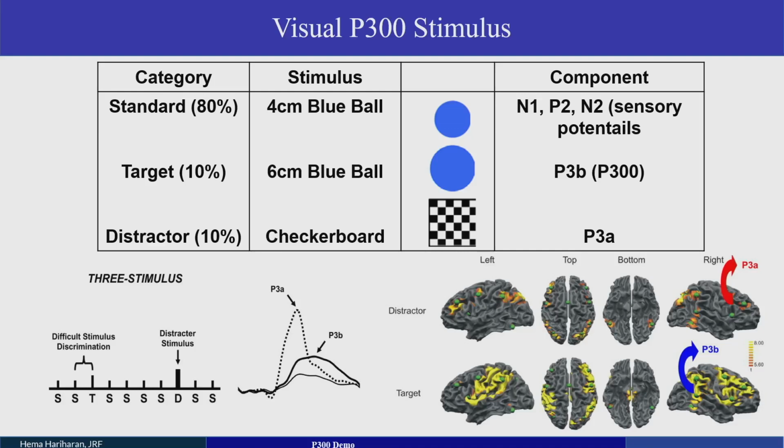The target is actually a 6 centimeter blue ball. In this experiment, we have to instruct the subject to give a response to the target. Whenever the experiment is running, we give a response pad to the subject, and whenever we encounter the target, that is the 6 centimeter blue ball, we ask them to give a response.